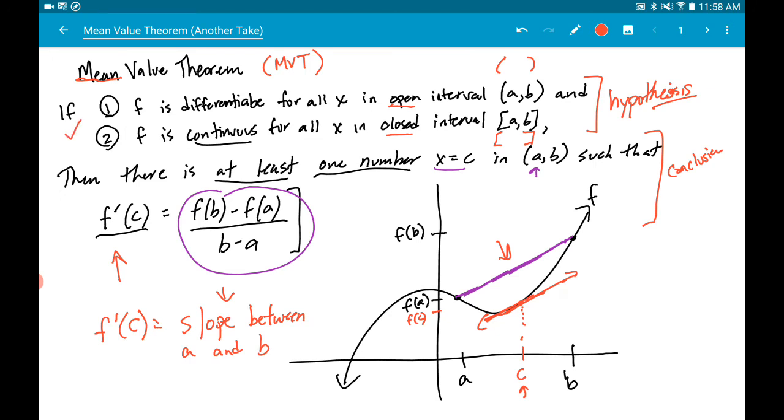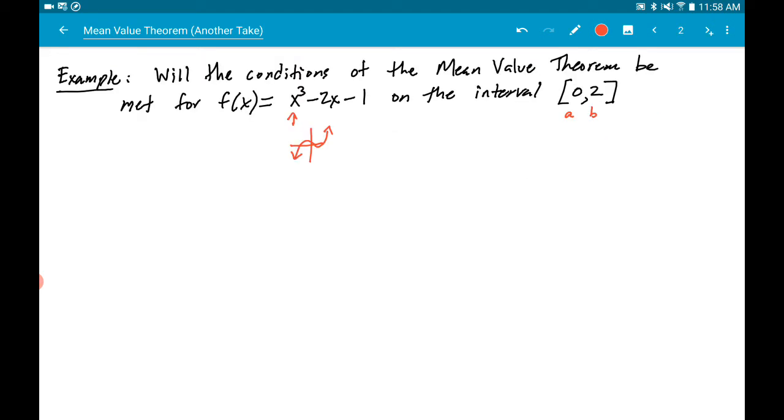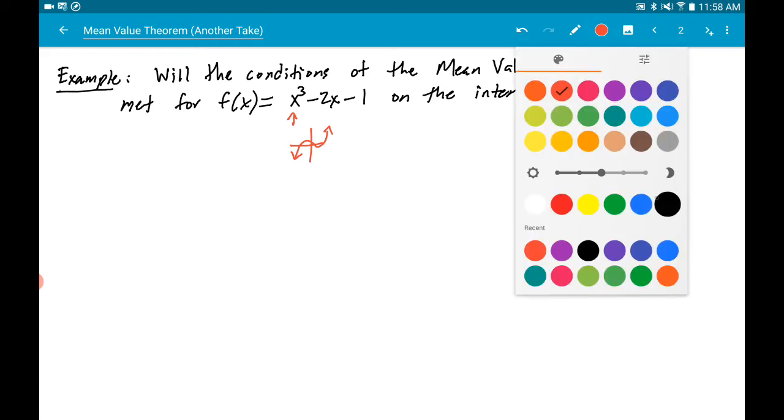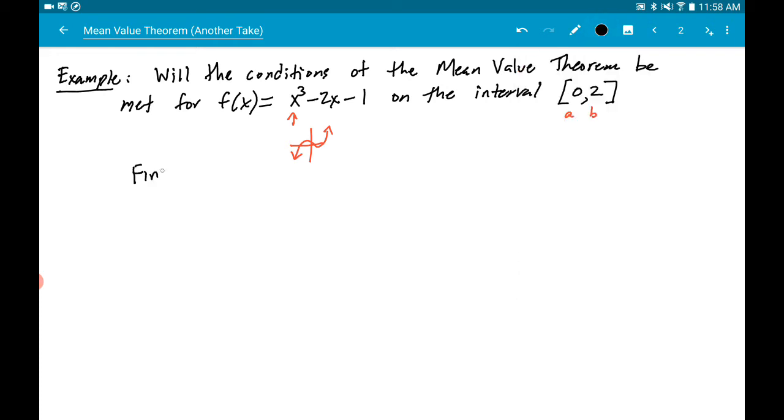And what this is saying is if these two things are met, then there should be some c value that we can find that's equal to the slope between the endpoints. And so I left off part of this, but the follow-up question is, find the c that satisfies the MVT. That's one of the classic questions. So the conditions are met because everything's differentiable and continuous. And so let's go through the algebraic process of actually finding c.